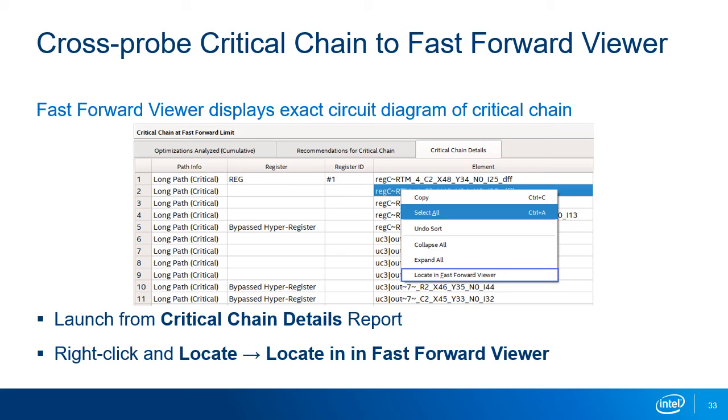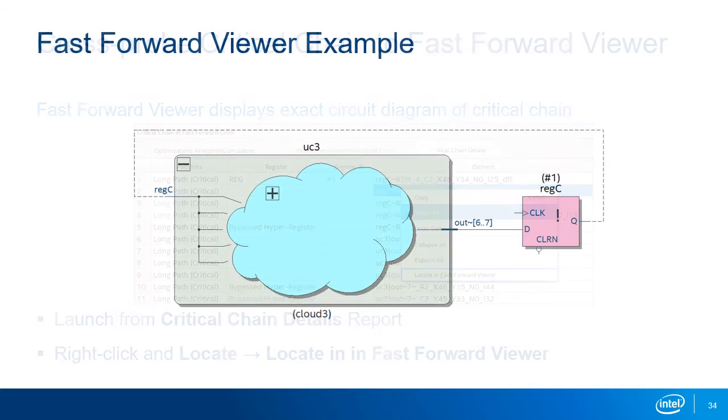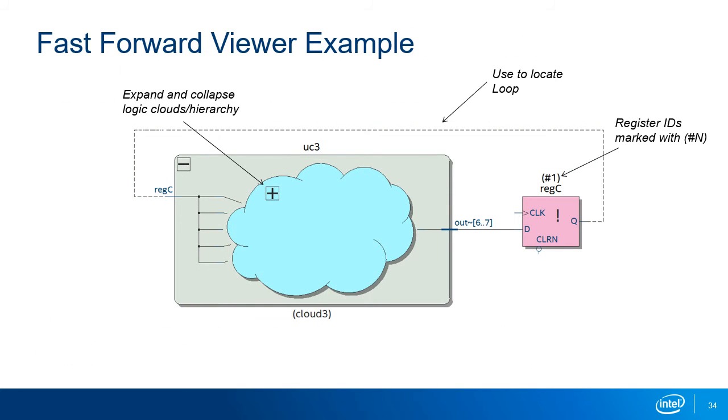The second method is to cross-probe to the built-in Fast Forward Viewer in the Quartus software. Just right-click on any line in the critical chain report and select Locate in Fast Forward Viewer. This will open up the Fast Forward Viewer with a graphical display of the critical chain, similar to cross-probing from the timing analyzer to the technology map viewer. In this view, you can identify registers in the chains by means of their assigned ID numbers. You can expand or collapse the logic clouds as needed to gain further understanding.